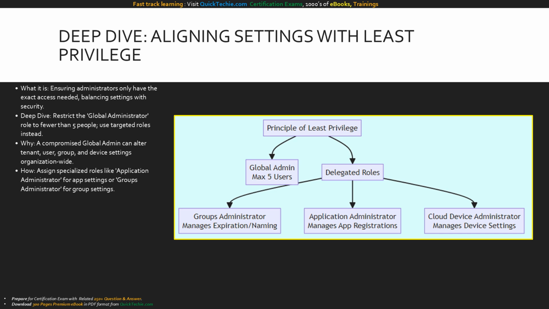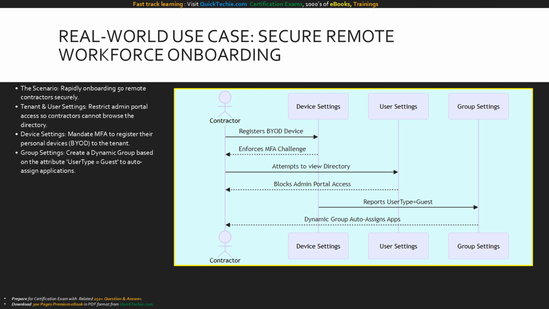This visual breaks down how we apply least privilege to our Entra settings. At the top, the principle of least privilege splits our administrative strategy. On one side, we strictly limit global admins to 5 or fewer users. On the other side, we rely heavily on delegated roles. Notice how specific tasks align with specific roles. The group's admin handles expiration, the application admin handles app registrations, and the cloud device admin handles device settings. We compartmentalize the power.